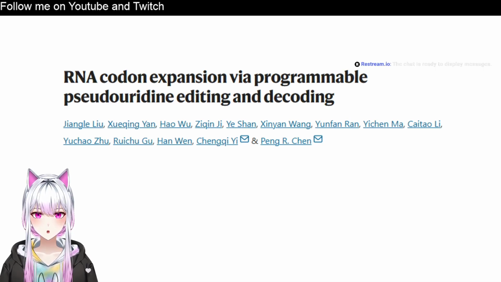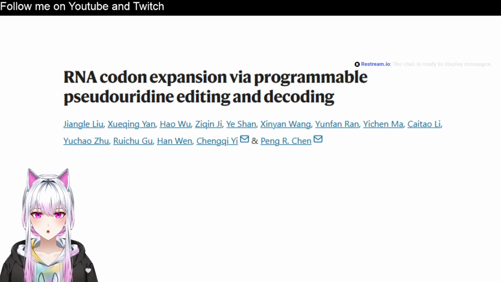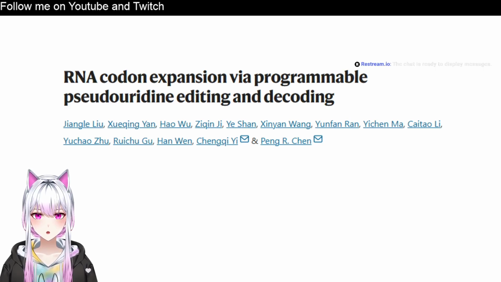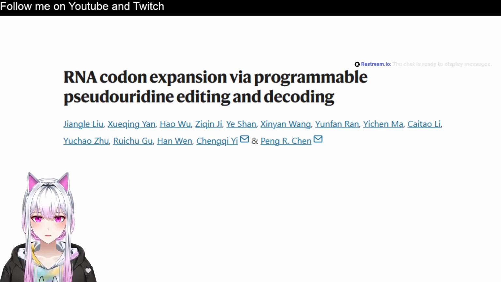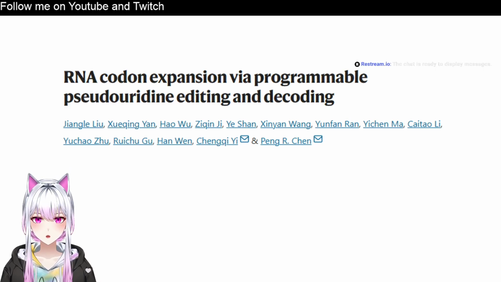So welcome to a new paper. This paper is about RNA codon expansion via programmable pseudo-uridine editing and decoding. It was by a China group. You guys can see the names of the authors and people involved in this project. Credits to them for being able to publish this paper and doing the work.